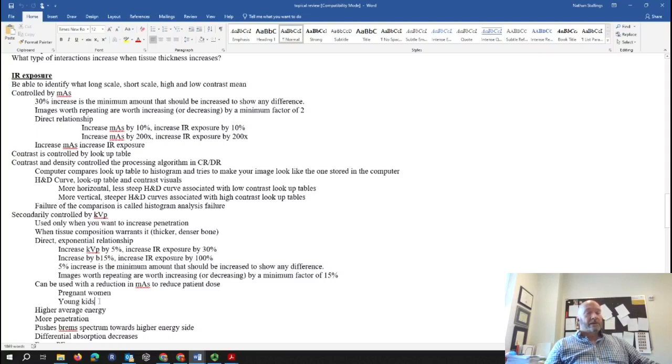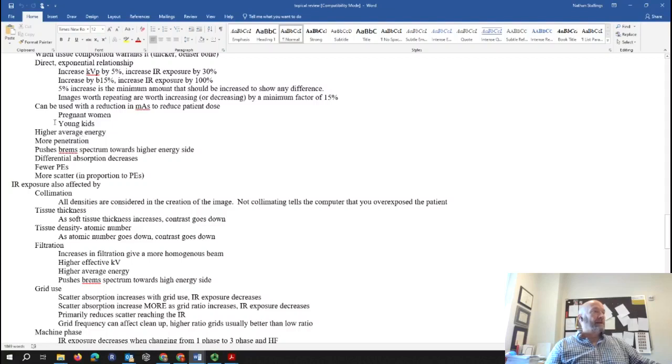So what we could use is an increase in KVP and a decrease in mass to arrive at the same image receptor exposure as what we would use with lower KVP and higher mass. If you're phototiming, you just increase your KVP and your mass will take care of itself. So the times that you would use KVP to affect the change at the image receptor exposure would be if you had an increase in patient density such that you needed to increase penetration. And the other would be pregnant patients or young patients, and that would be to reduce the patient dose.